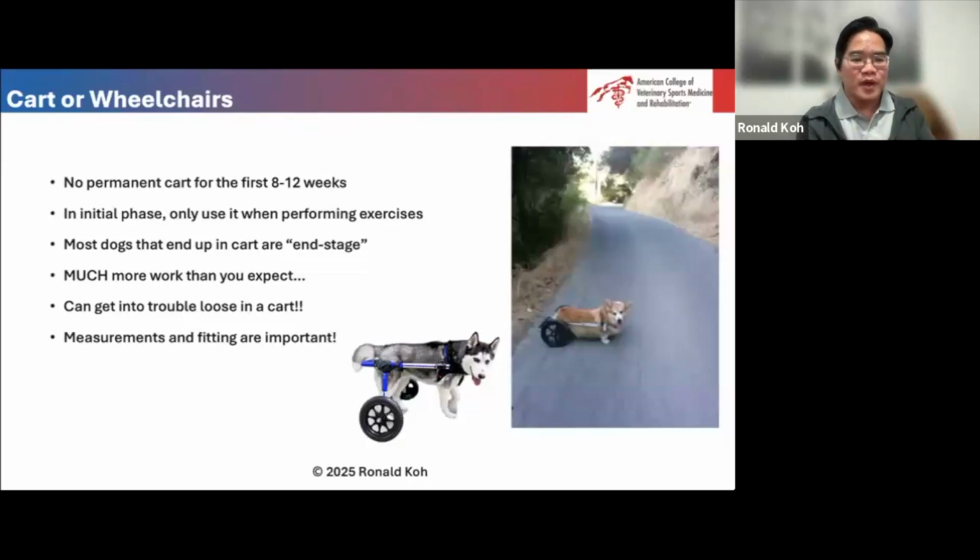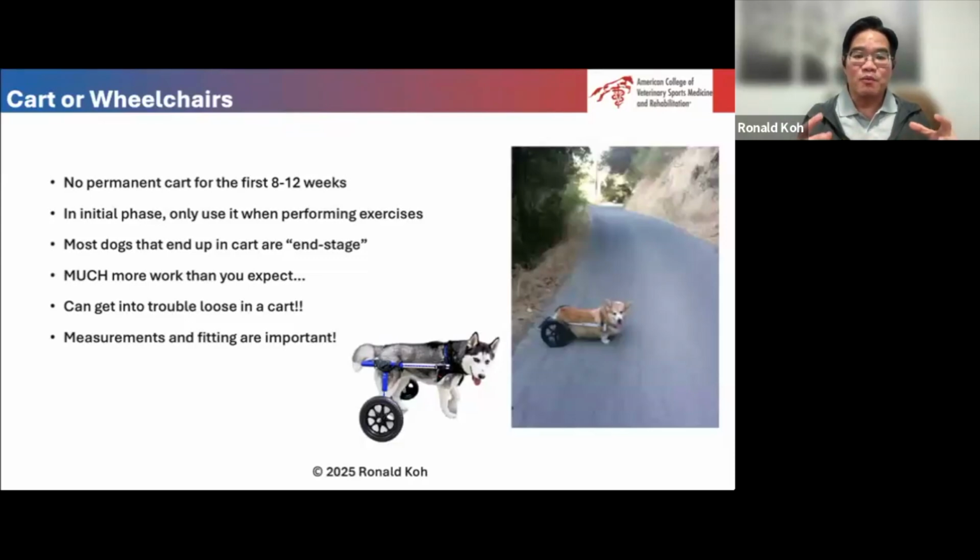After 8 weeks, 12 weeks, if I absolutely know that the dog's not going to regain function and is not going to be able to use the hind limb, then I would tell the owner, yes, this is probably the time that we need to use the cart and wheelchair to help them walk. That's one reason I use it. Now, the other reason: in some cases, I actually do use a cart during the recovery, but I only select those patients that are very active.